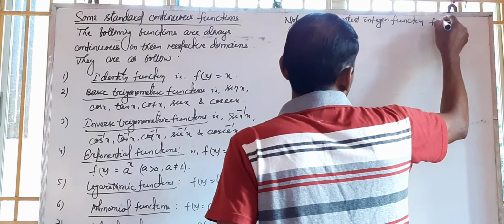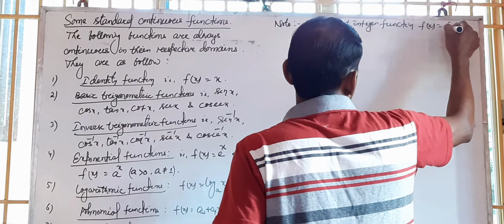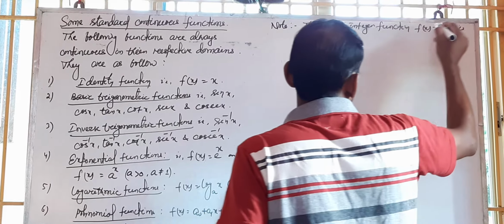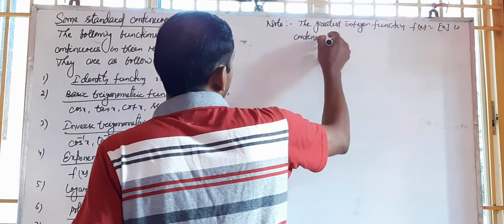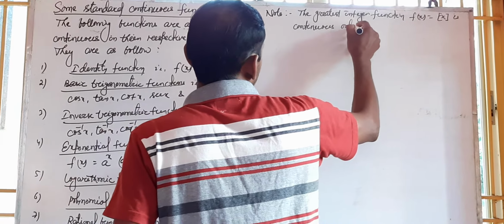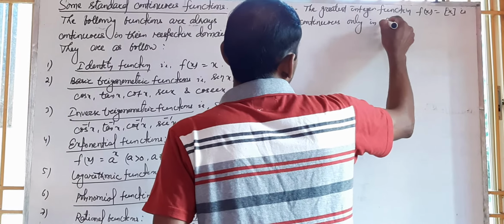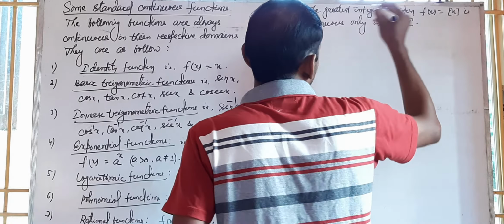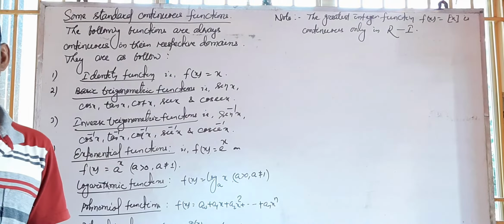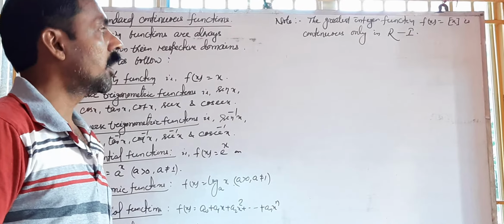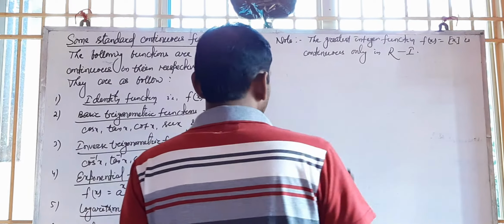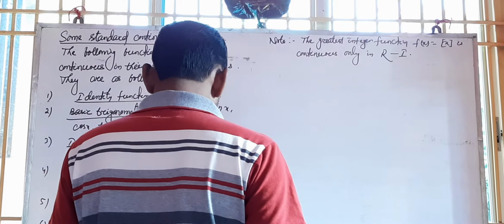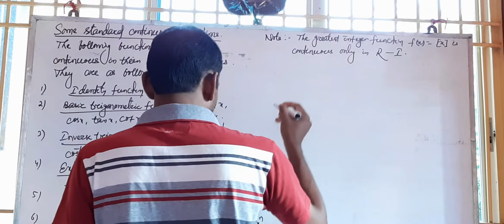Okay. That is, f of x equal to bracket x is continuous only in the domain R minus I, which means the set of real numbers minus the set of integers. Clear? Then you can write the algebra of continuity.